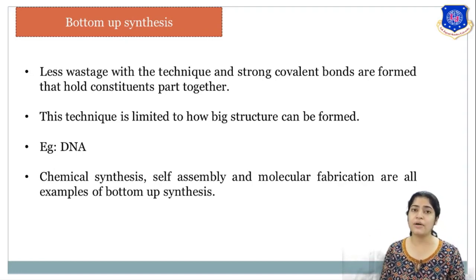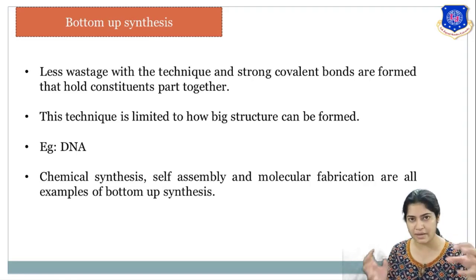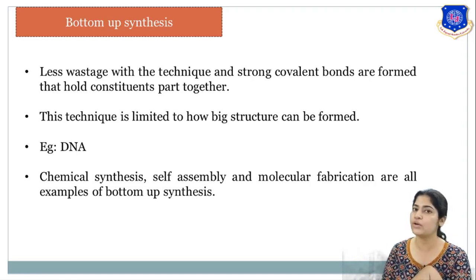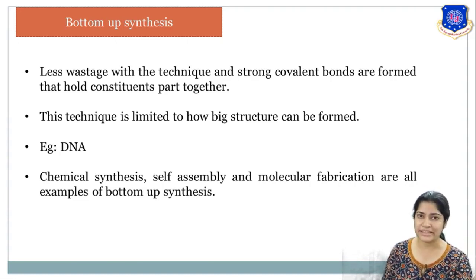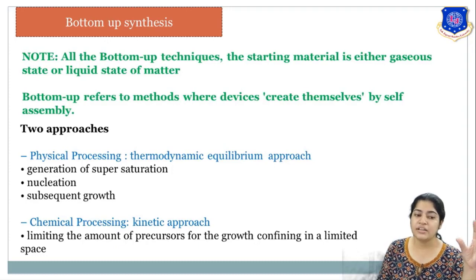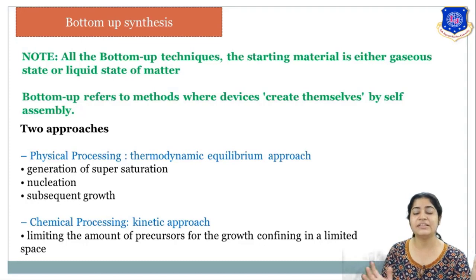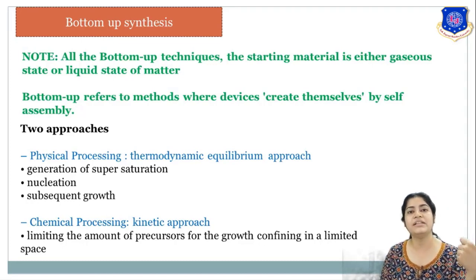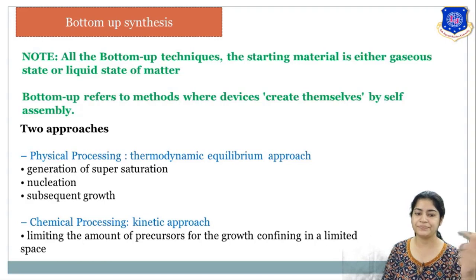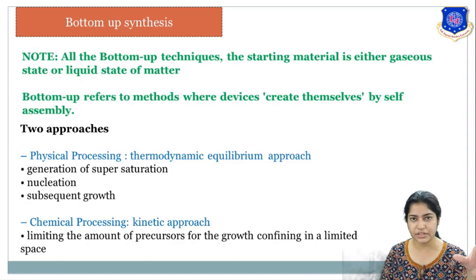So how is it formed? There is a sequential arrangement of amino acids which are joined together by covalent bonds. So that is your DNA. Now what are the methods which can be included here? We have chemical synthesis, self-assembly and molecular fabrication, right? Another important part about bottom-up synthesis is that for all bottom-up techniques, the starting material can be either gas or liquid.